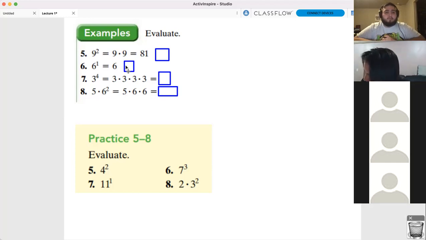Everyone with me so far? All right. Number 7 is 3 to the, how do we pronounce number 7? 4th power. 3 to the 4th power, which is 3 times 3 times 3 times 3, 4 times. So let's multiply from left to right. 3 times 3 is 9, times another 3, 27, times another 3, I believe is 81. And we're done. So we're just multiplying it across.